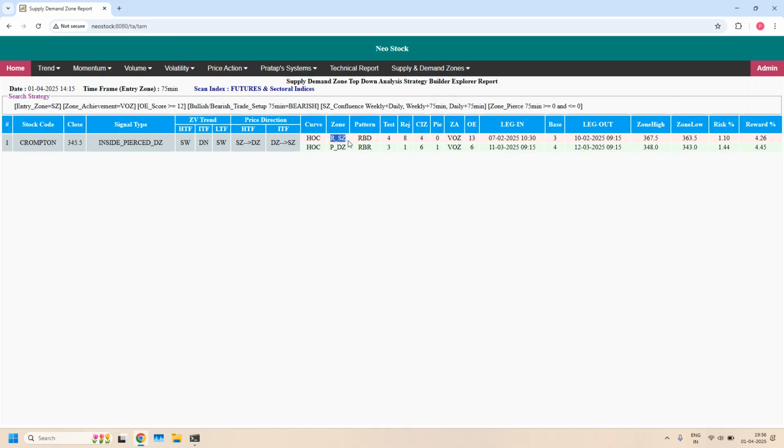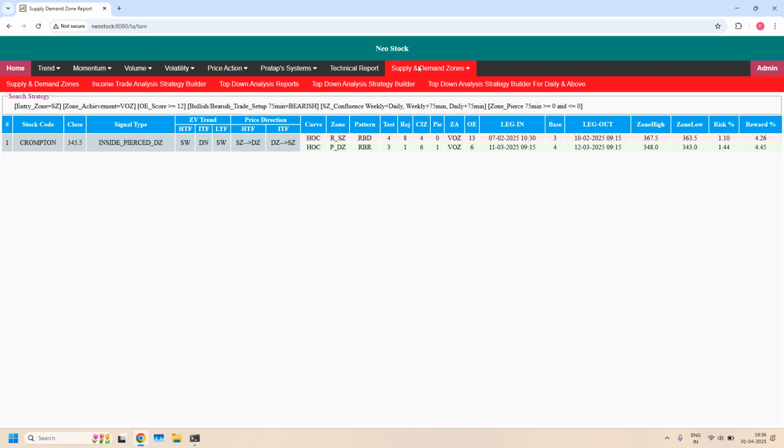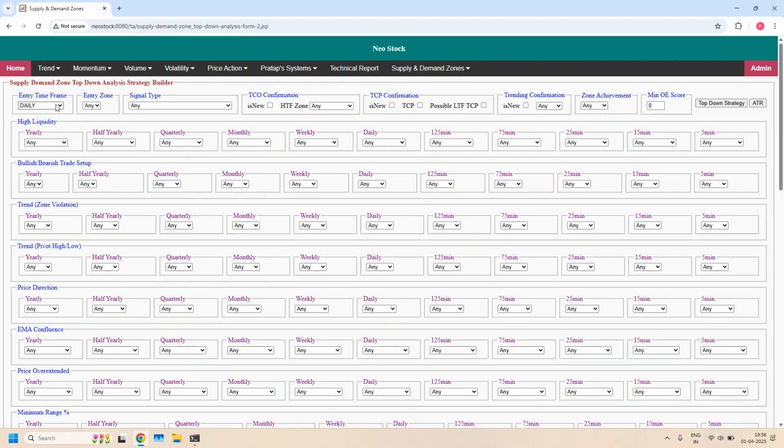So this 75 minute supply zone overlapped with daily supply zone. Both together again overlapped with weekly supply zone. But weekly trend is sideways. So checking EMA confluence does not give any advantage. Okay, this is bearish trade setup for weekly income trade. Next, we will look into daily income trade reports.